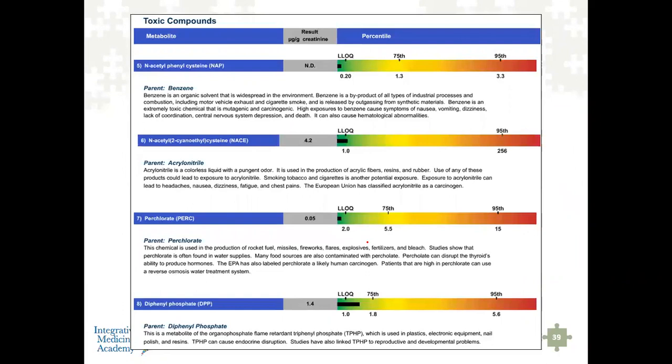This one is linked to plastics, can also be linked to car exhaust fumes. By the way, another thing you always want to get from patients is where do they work? What are their hobbies? That can be very revealing as far as some of their chemical exposures.